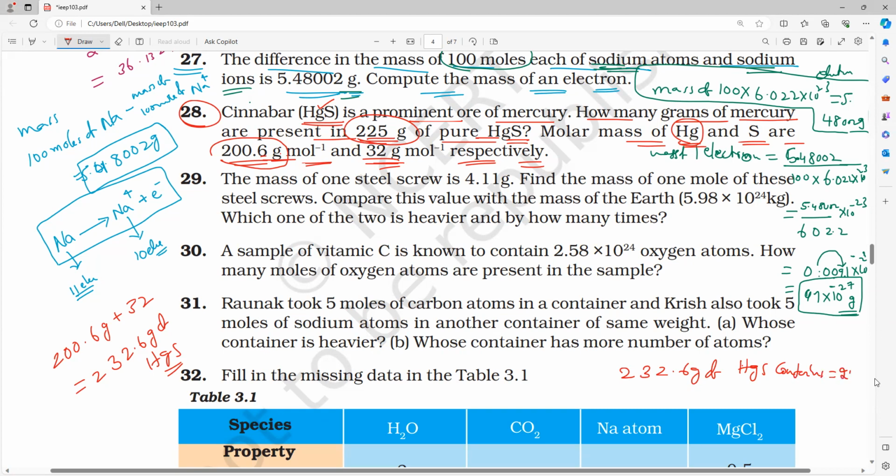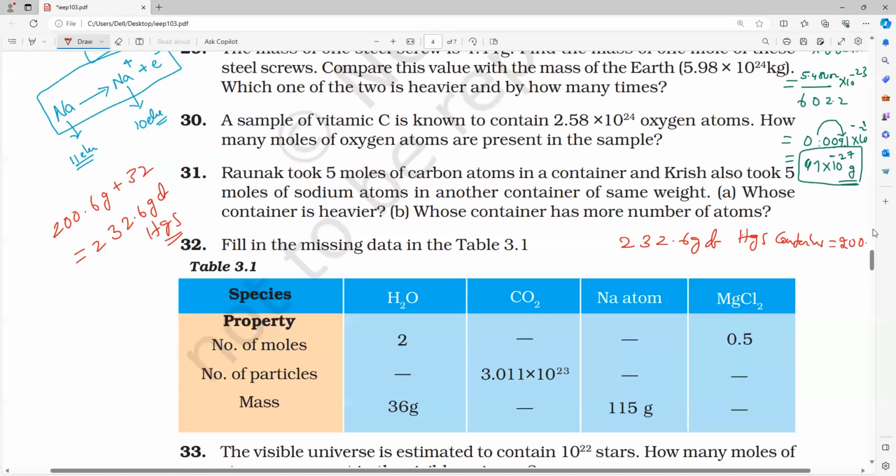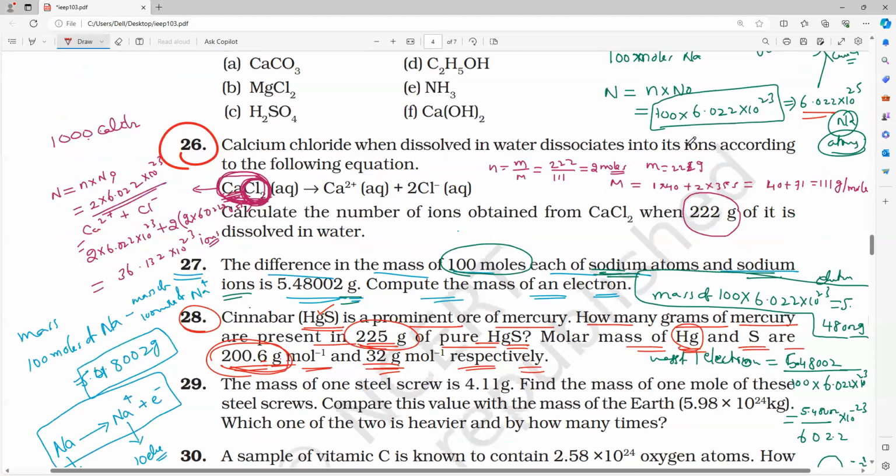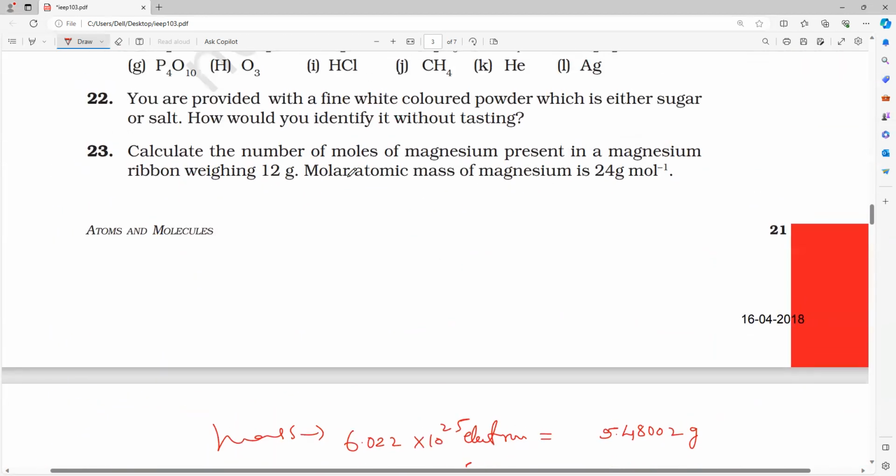Mercury alone, how much is there? 200.6. Oh, no space, okay, here I'll write. So all of you see that 232.6 grams of HgS contains 200.6 grams of Hg, mercury.